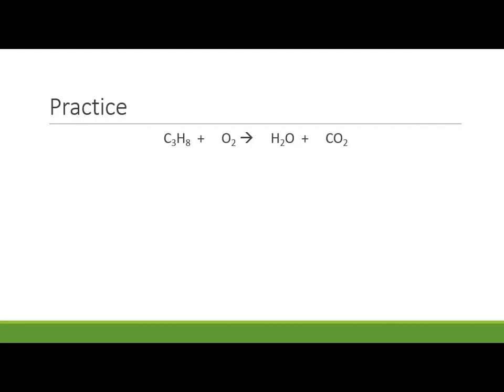So let's go ahead and try this with a slightly more complex reaction. In this case, what we're doing is we're burning C3H8. That's propane, and we're combining this with oxygen, so we're burning it, and we're producing carbon dioxide and water. You'll see these two products quite a bit because these are always the products of a combustion reaction.